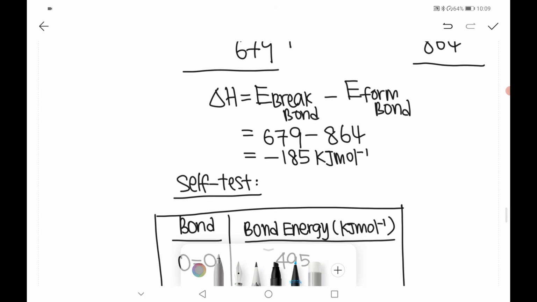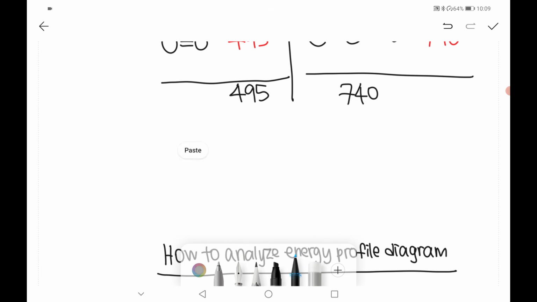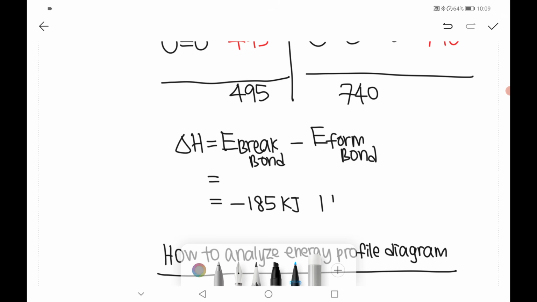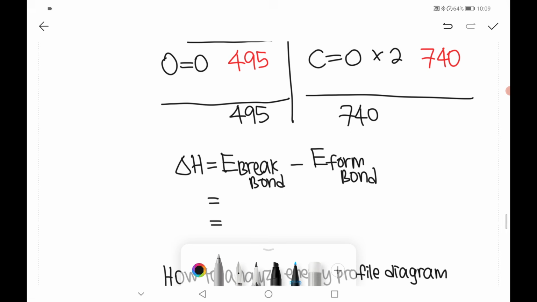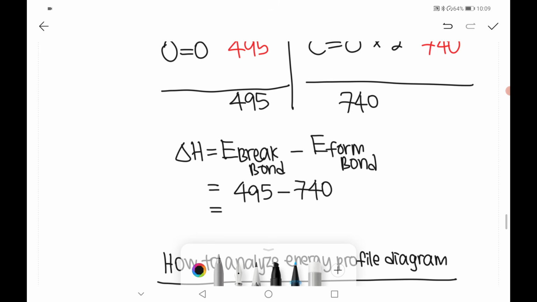As we saw just now, to find the delta H using the bond energy, we need to use the formula: energy to break the bond minus energy to form the bond. So how much energy to break the bond? 495. Minus the energy to form the bond, it's 740. So when we subtract, what is the value?